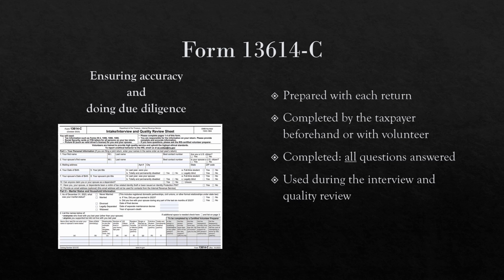It is used during the interview and quality review process. You'll see on the name of it, intake, interview, and quality review sheet. And again, that's just to really make sure that our returns are accurate and that we have asked all the questions that we should be asking.